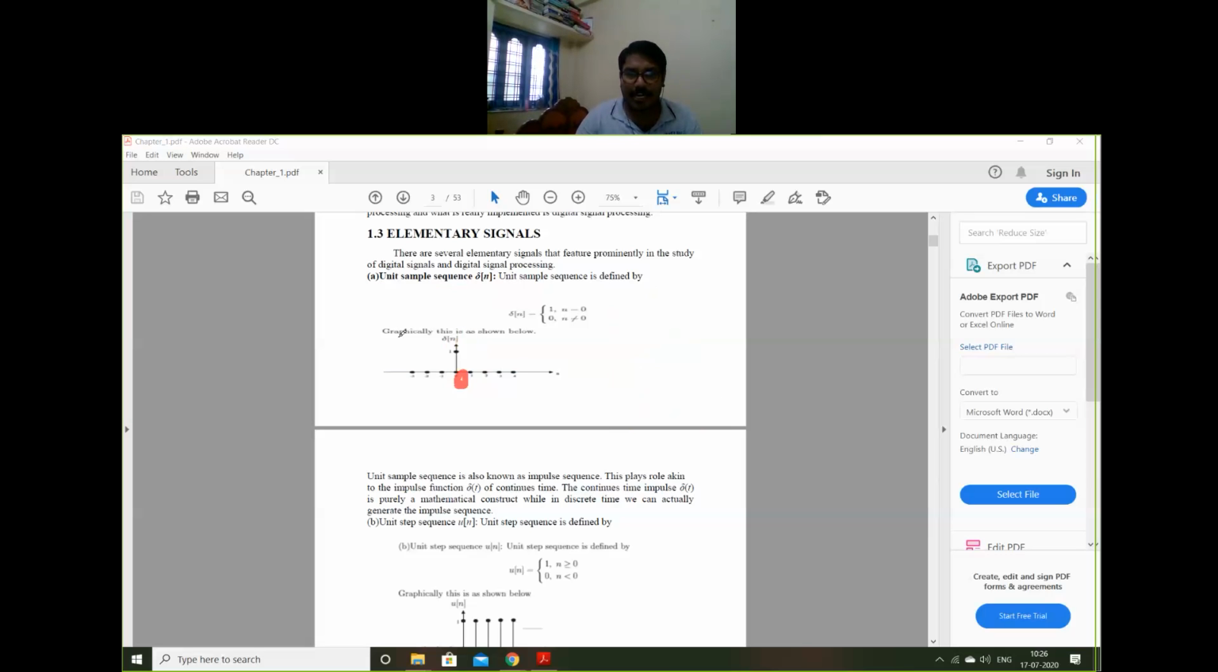See the definition: del of t is equal to 1 for t equal to 0. Here I'm taking t, so I'm representing it in a continuous format. And this is 0 for t not equal to 0.